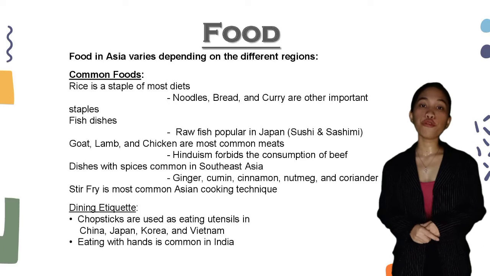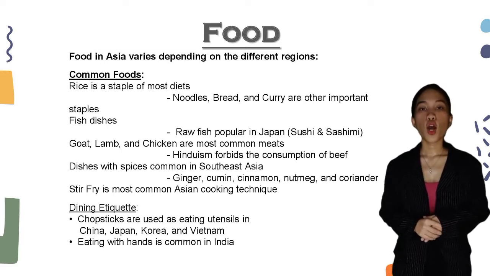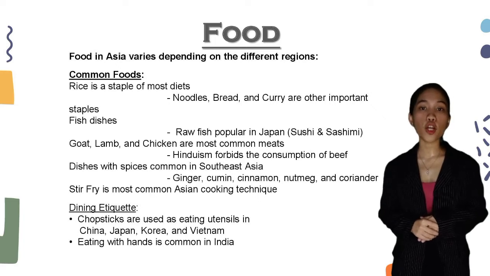And in terms of food, food in Asia differs by region. Foods that are commonly eaten: rice is a mainstay in most people's diets. Other significant mainstays are noodle soup, bread, and curry. Dishes made with fish are popular, such as raw fish in Japan, which is sushi and sashimi. The most frequent meats are goat, lamb, and chicken.